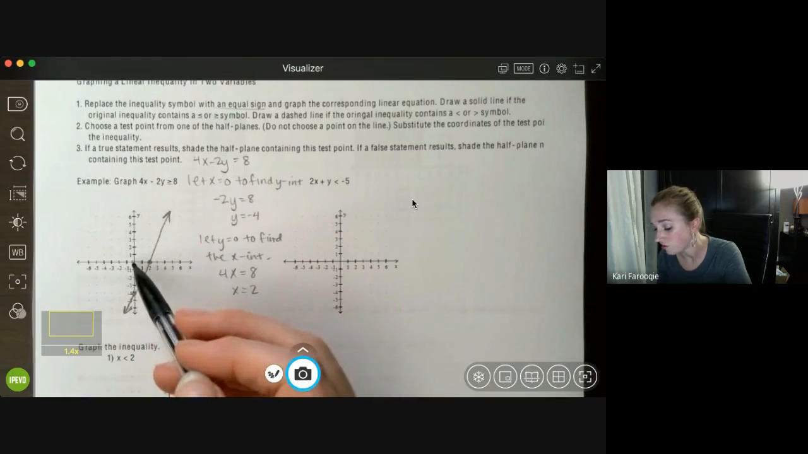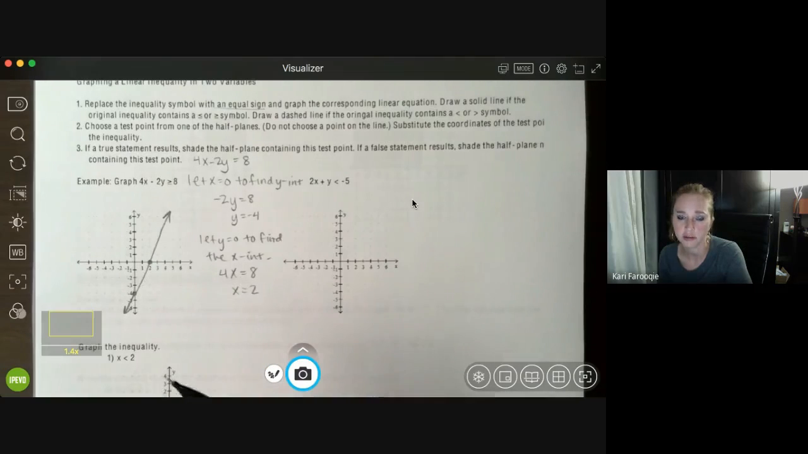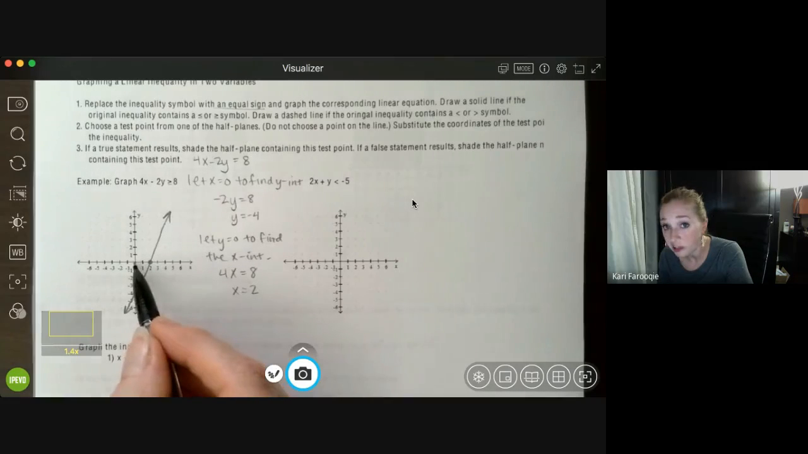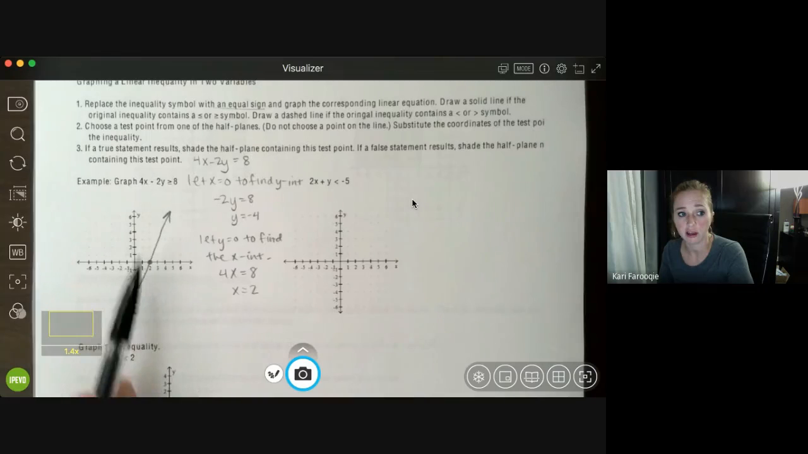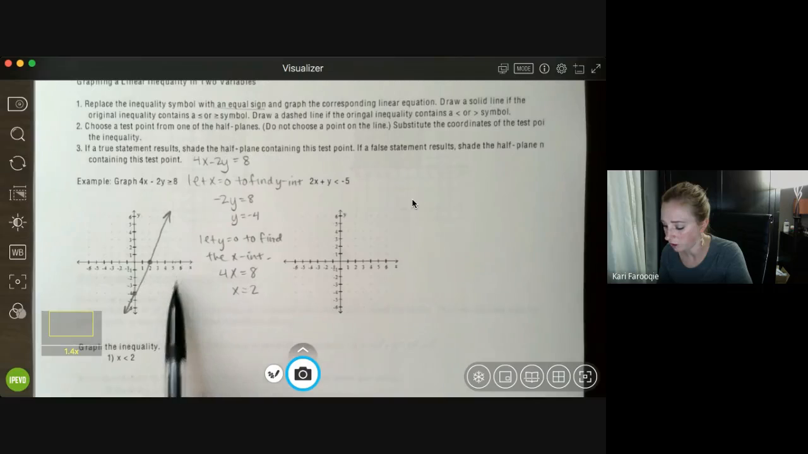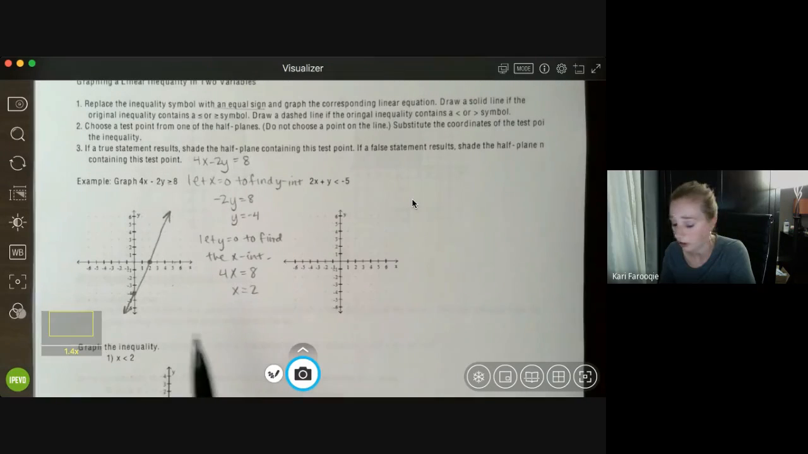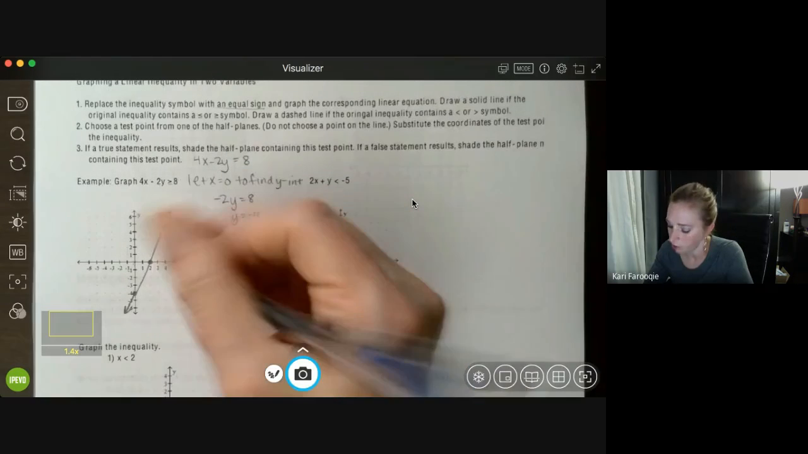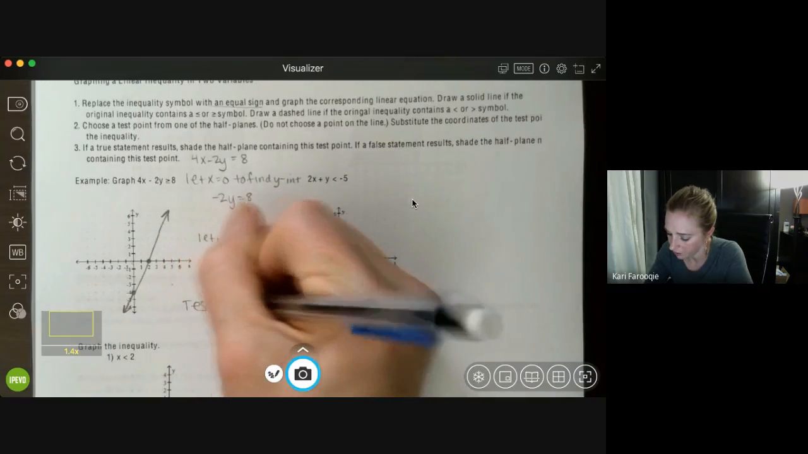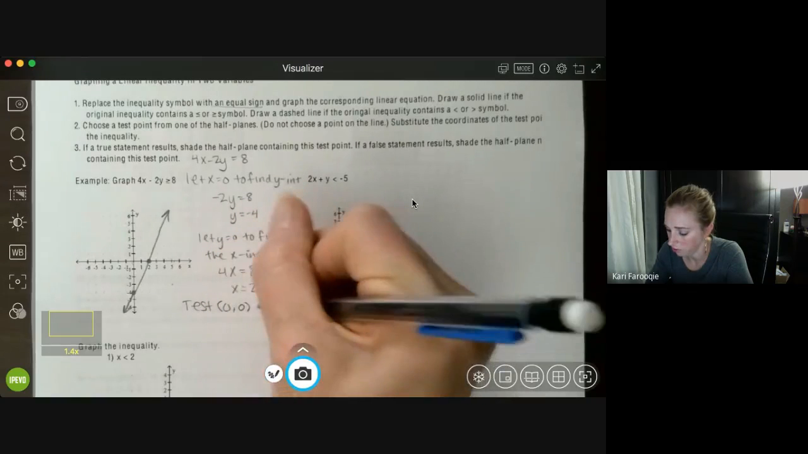I'd like to use 0, 0 as a test point if I can. What I'm looking for is a test point that's easy to evaluate and a test point that's clearly on one side of the line. Now, the point 0, 0 is clearly on this upper left region of the graph. If I were to choose something like 5, negative 3, that would clearly be in the bottom region of the graph. It would also be a good test point, but 0, 0 is a lot easier to use. So we're going to test, in our case, 0, 0.